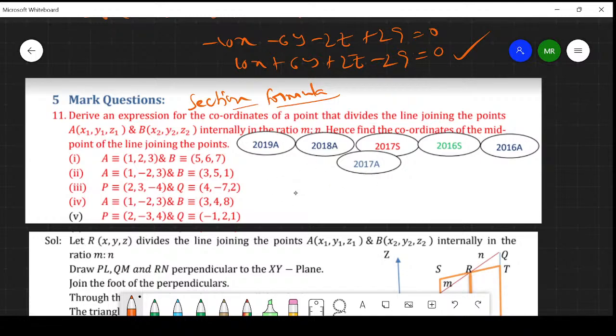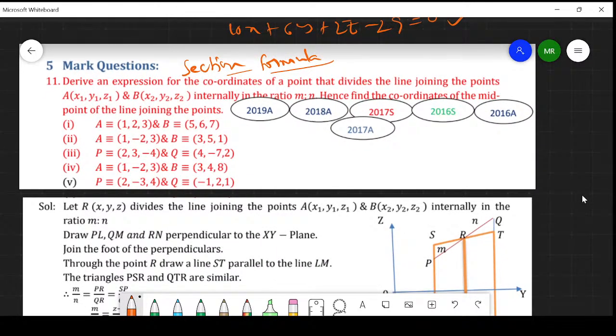First I will tell you the derivation. After that I will come back to how to find the midpoint. I will explain that. Definitely every year they are asking this. You can see 16, 17, 18, 19, always they are asking. So for this simple thing, you should learn the derivation. The derivation I am giving here.